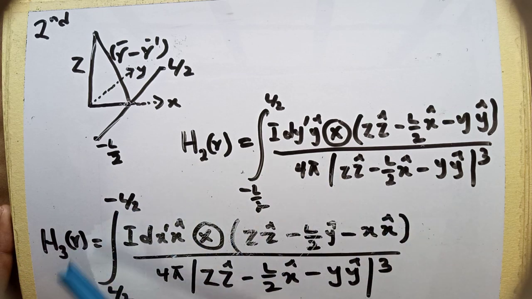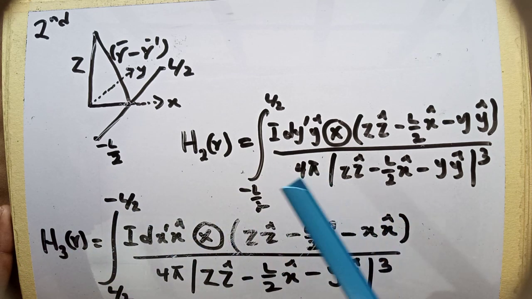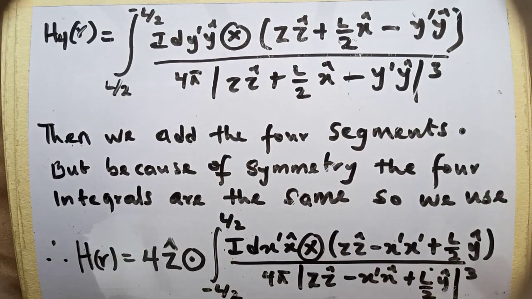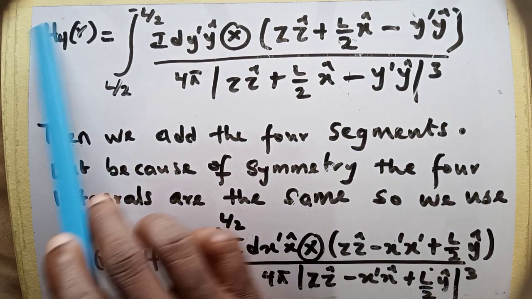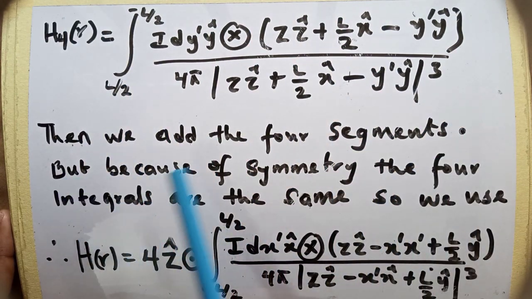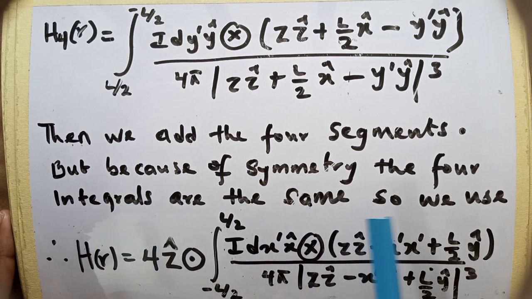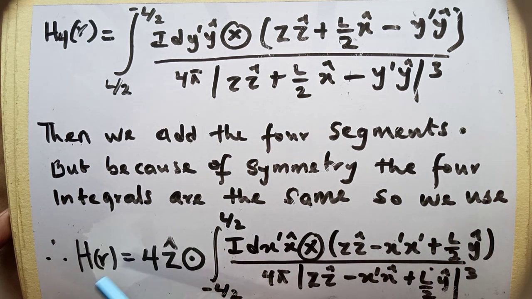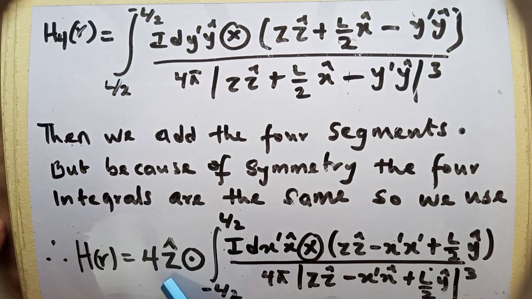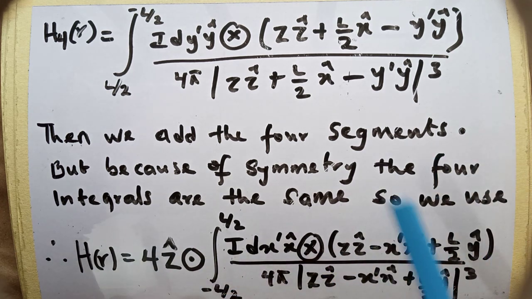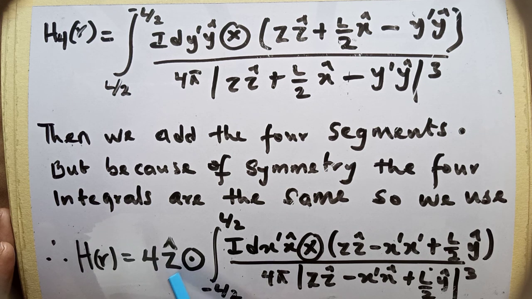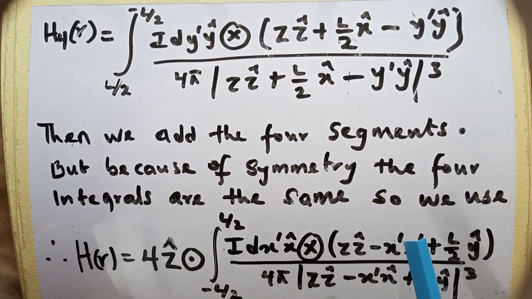For the third segment, you can follow the same approach and you get this expression. For our fourth segment, this is what we have as this expression. Because of the symmetry of the four integrals, we assume that they are all the same. Then we have that our H, which is equal to 4 times z dot of the entire integral. So it's like saying 4 times the integral since they are symmetric. We add this z because all of them are pointing in the z direction, and we use dot because they are all vector quantities.